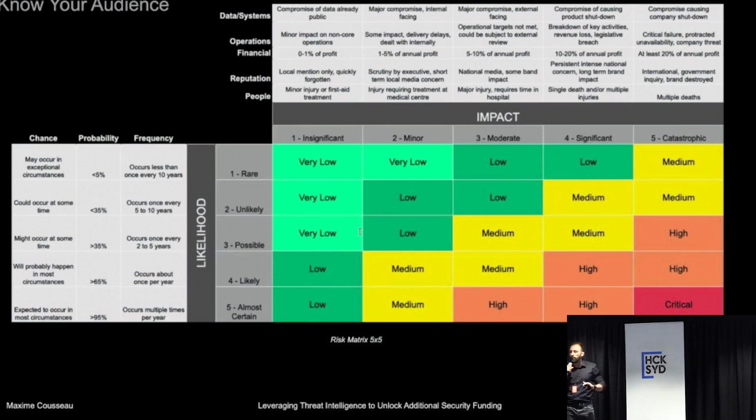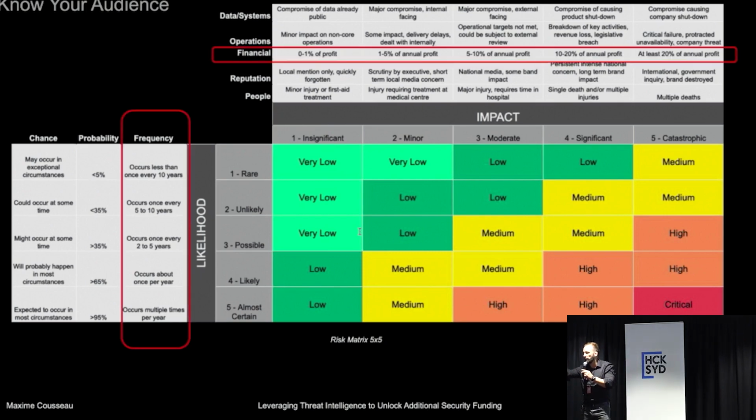That's a simple way to explain a risk in plain English, avoiding talking about severities or levels. Today we'll be focusing on these two particular rows. The financial impact of risk, and that's percentage of annual profit.